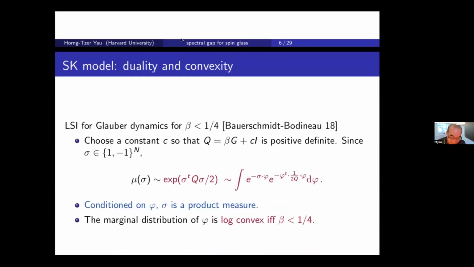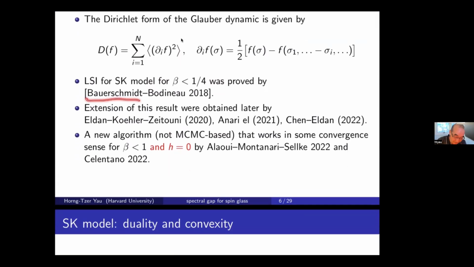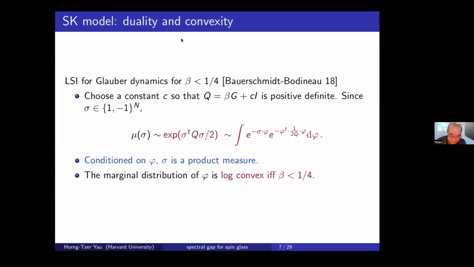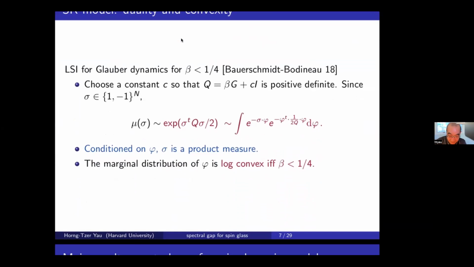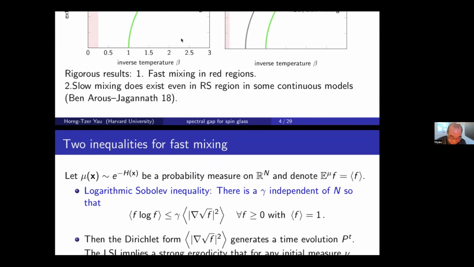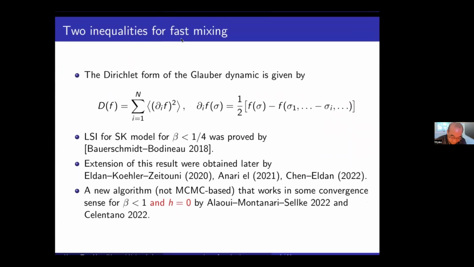Okay, so let me just say, in one minute, how Roland Bauerschmidt and Bodineau proved this SK model has mixing. It's actually a beautiful, simple idea, and it's very easy to see what it is. Is this for any magnetic field? Yes, this is for any edge. You see that I draw the picture here. Oh, I forgot to say arbitrary edge.